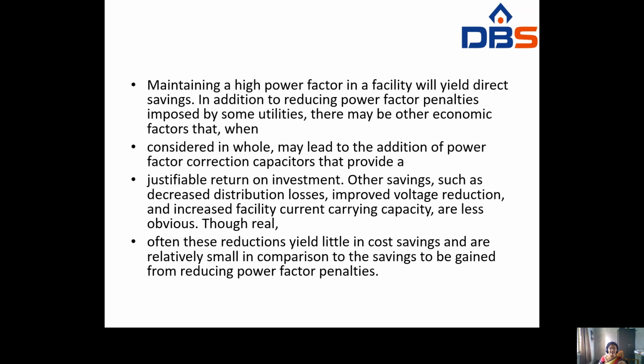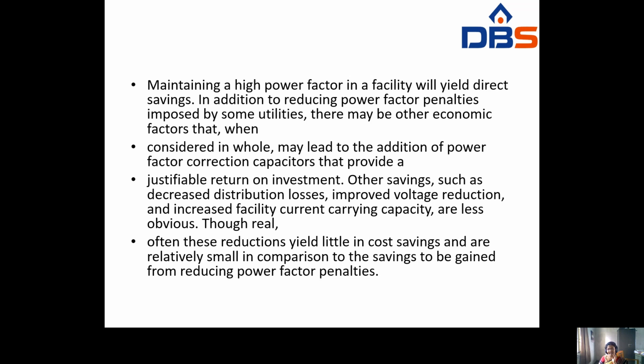But these factors, what are they? Decreased distribution losses, improved voltage regulation, and increased facility current carrying capacity are less obvious. Though real, often these reductions yield little in cost savings and are relatively small in comparison to the savings to be gained from reducing power factor penalties.